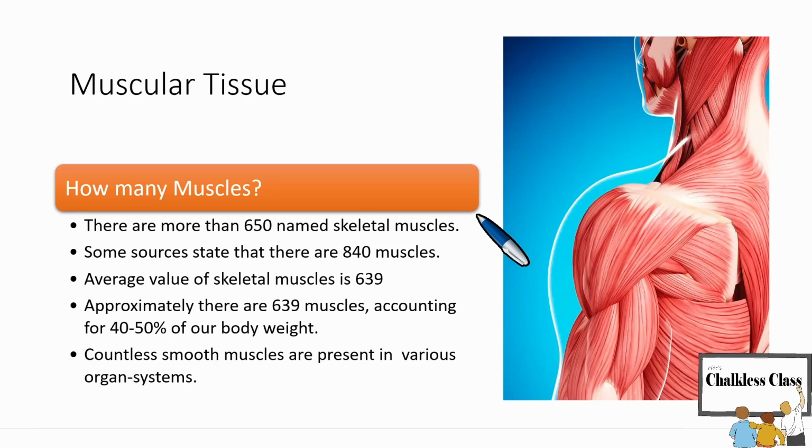How many muscles do we have? There are more than 650 named skeletal muscles present in our body. According to some sources, their number may reach 840 muscles. On average, the skeletal muscle number is approximately 639, which accounts for 40 to 50% of our body weight. Smooth muscle number is countless, and they are distributed in various organ systems.